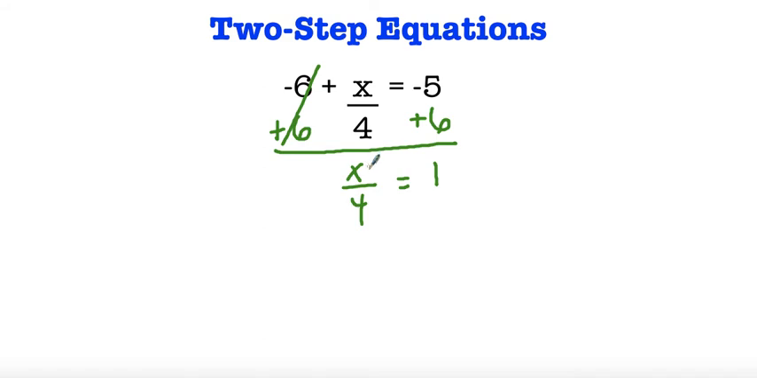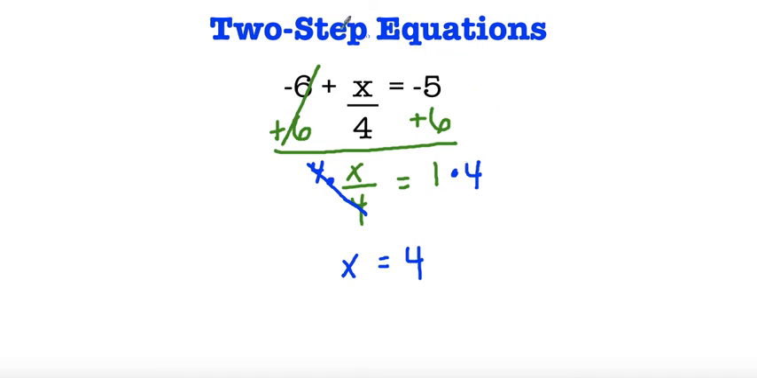So we have x divided by 4 is equal to 1. And since this is division, we know that the inverse operation is multiplication. So if we multiply by 4 on the left side, these two cancel out. And I'm going to have to multiply by 4 on the right side. So x is equal to 1 times 4, which is 4.